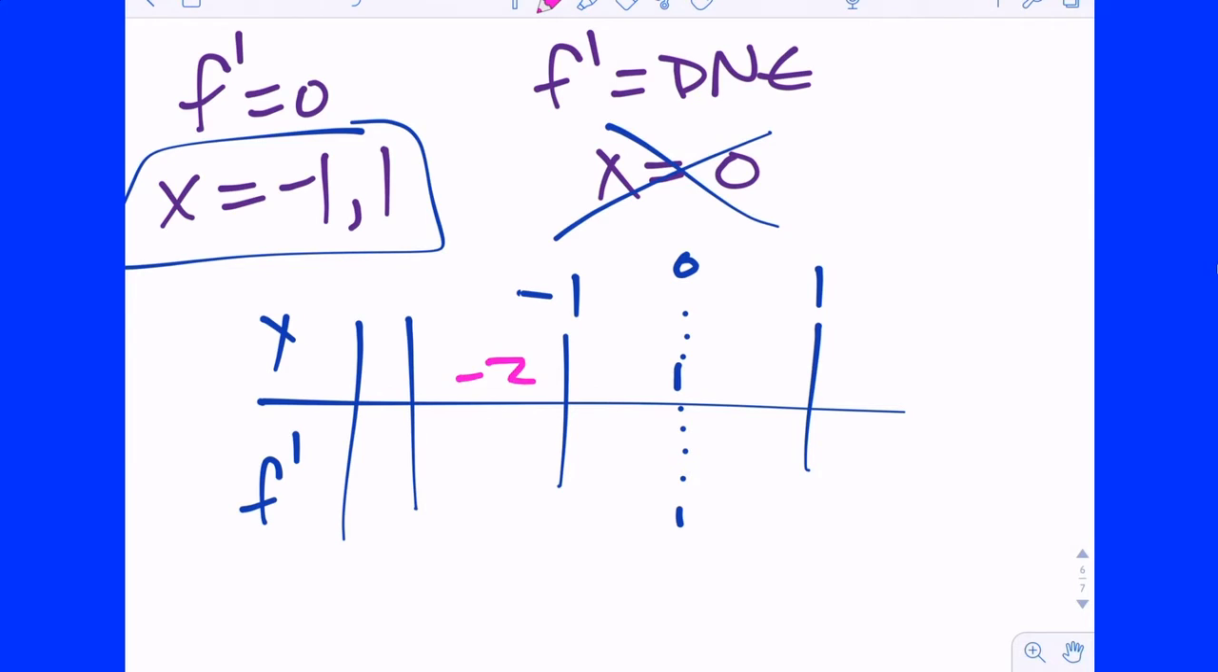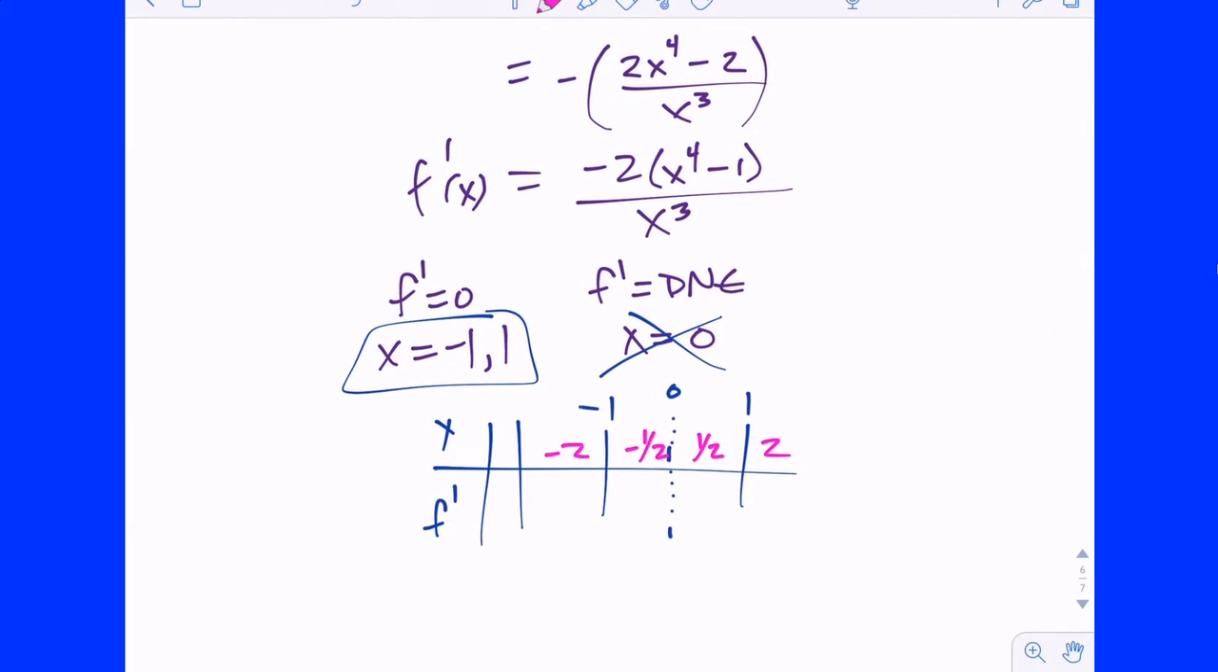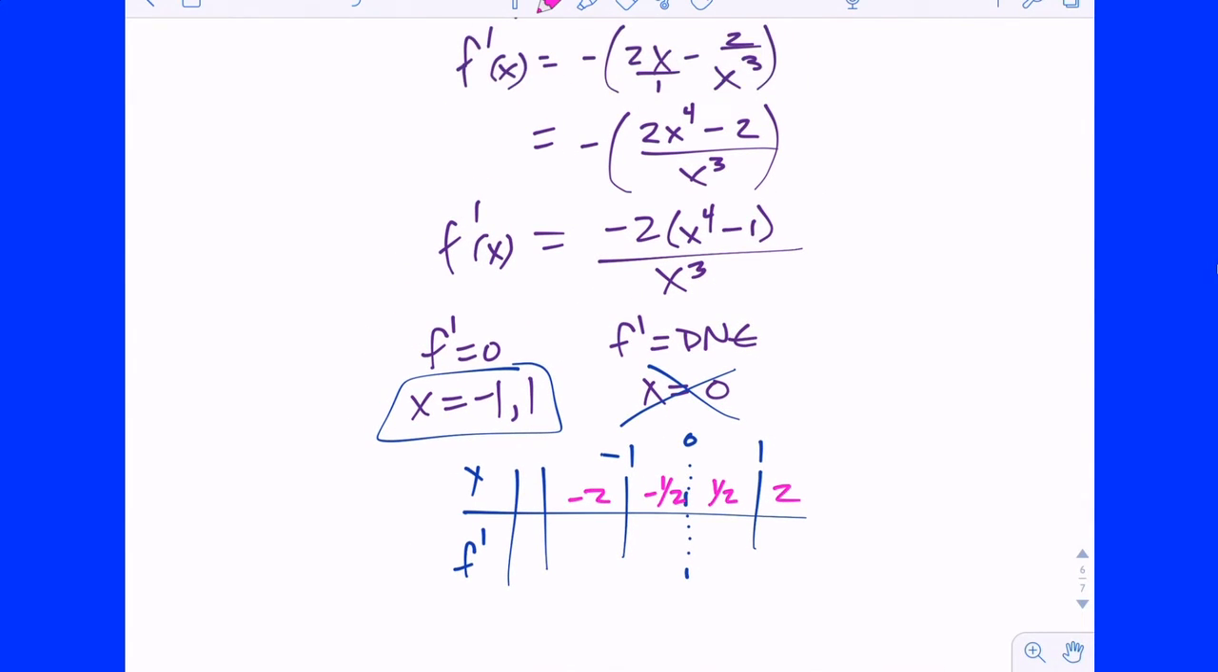Let's pick some numbers. Negative 2, positive 2, and then I'm stuck. Help me. Negative 1/2. Yeah, 1/2. That's what I would have chosen. Nice. And we're plugging them back into here.